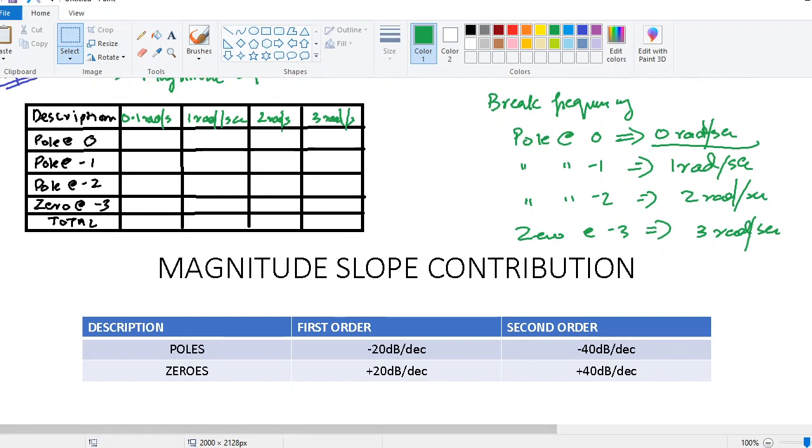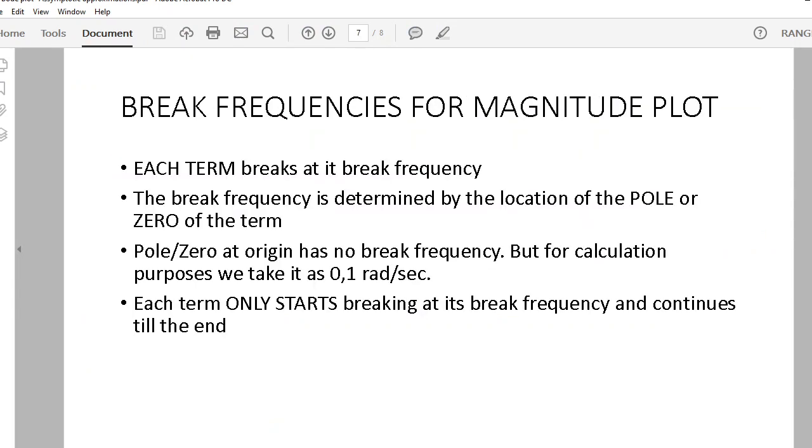So what are the rules? If you have a look at the rules here, you'll see that for the magnitude plot, each term will break at its break frequency. The break frequency is determined by the location of the pole or the zero term. We already determined that. The pole at 0 or origin has no break frequency, but for calculation purposes we take it as 0.1 radians per second. So we mentioned the first 3 points.